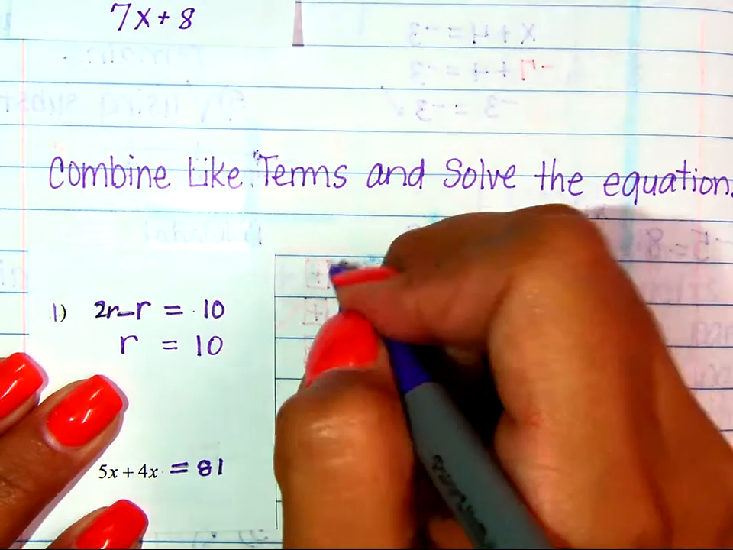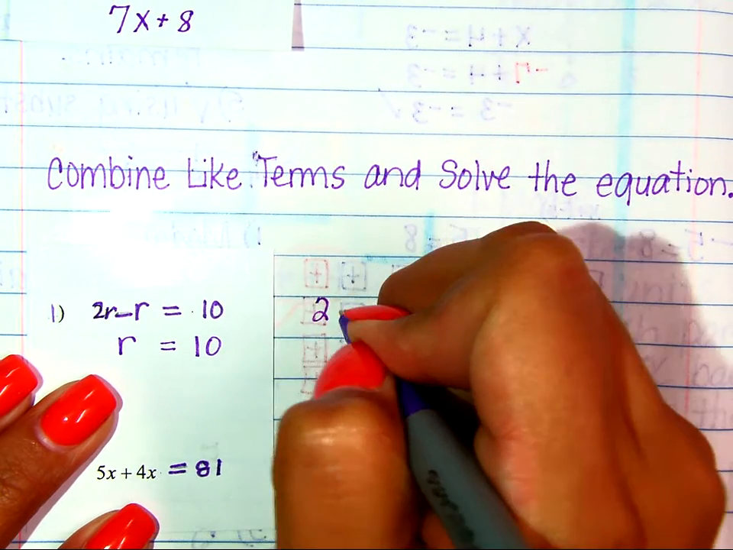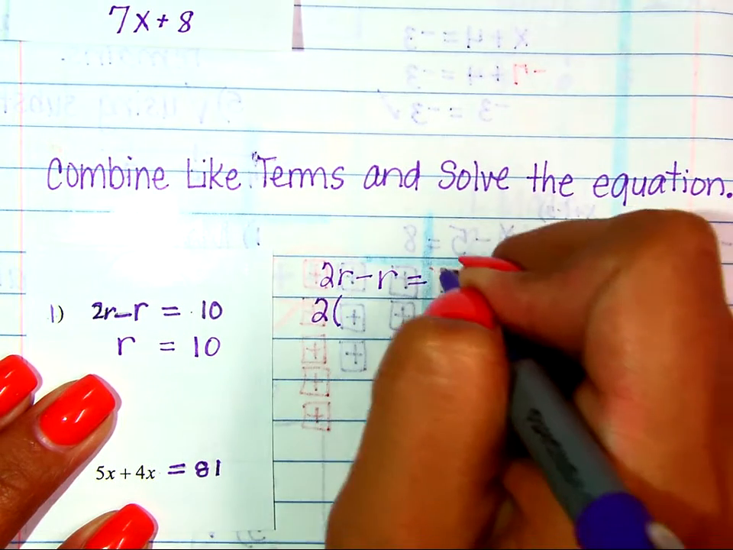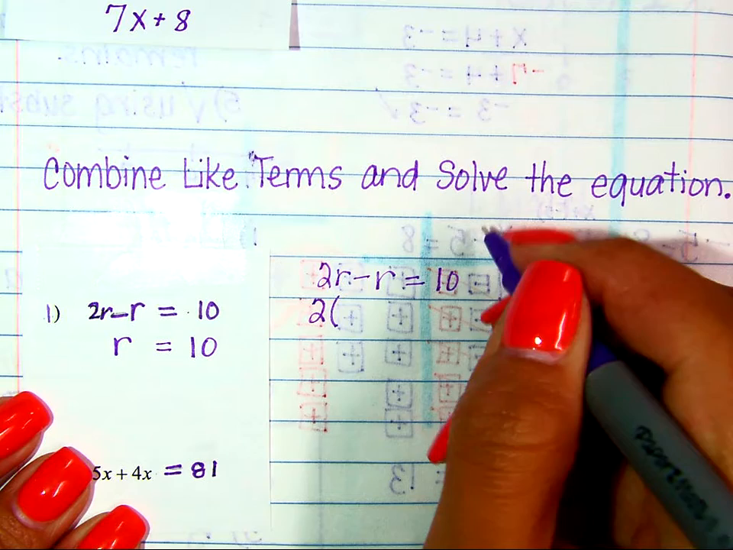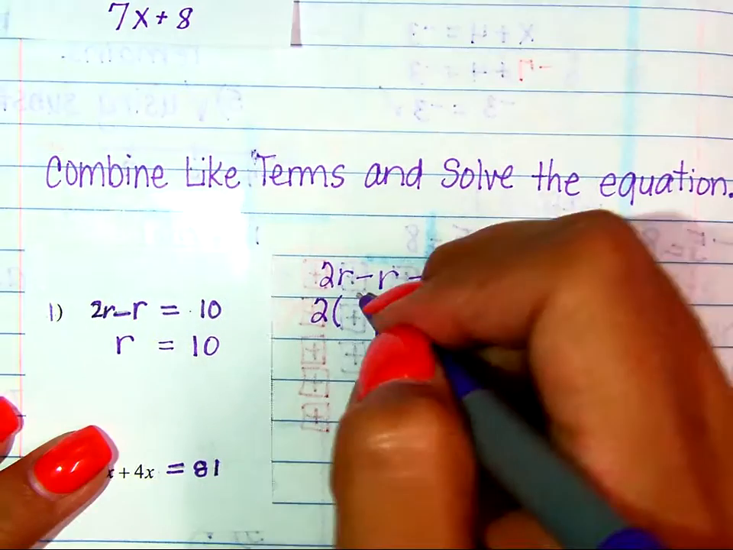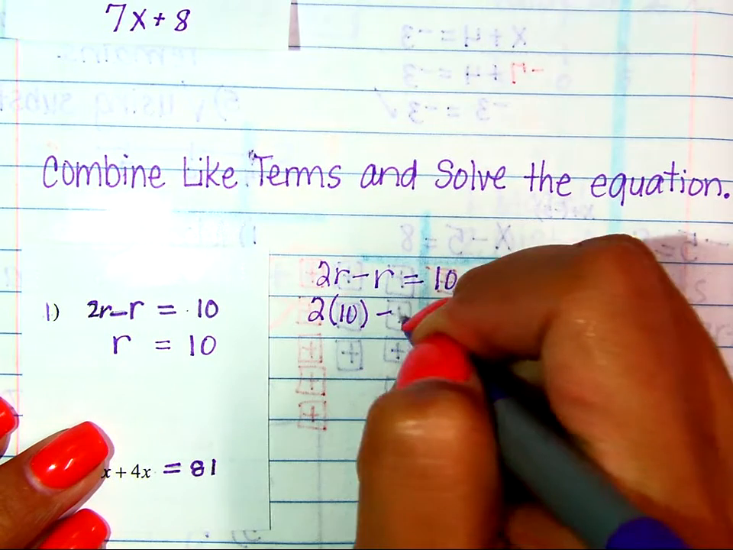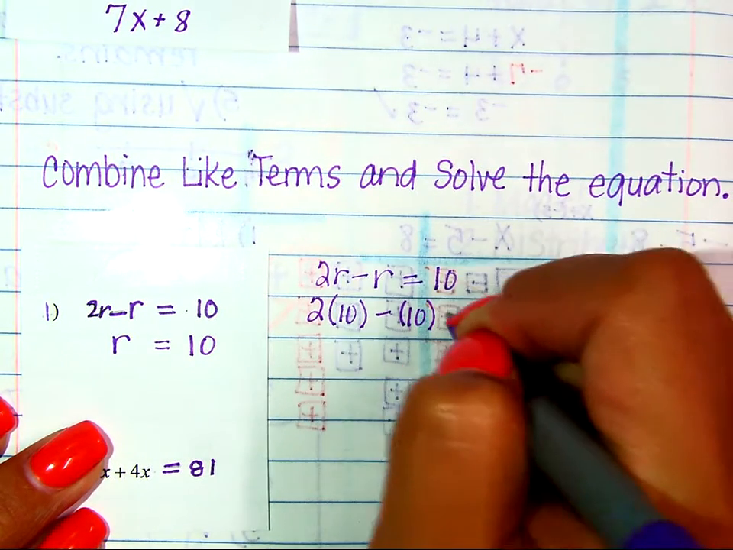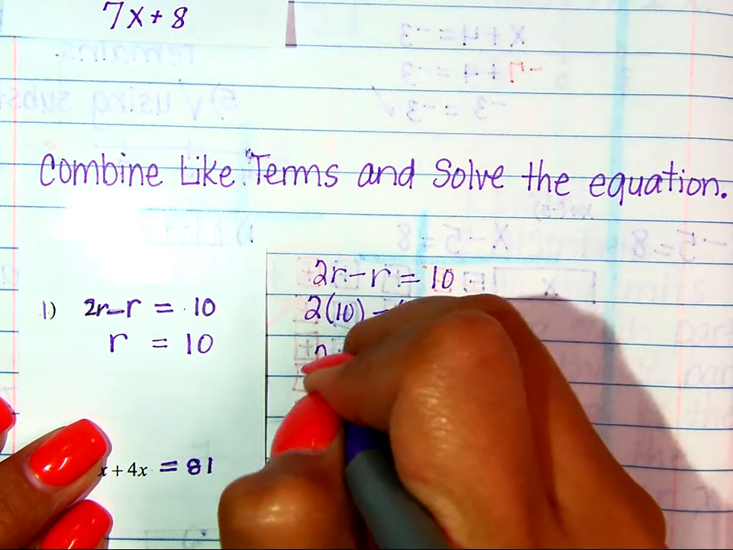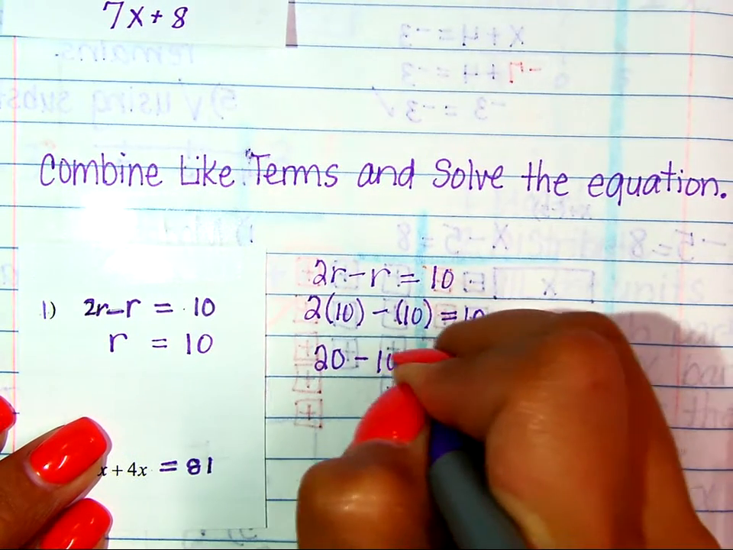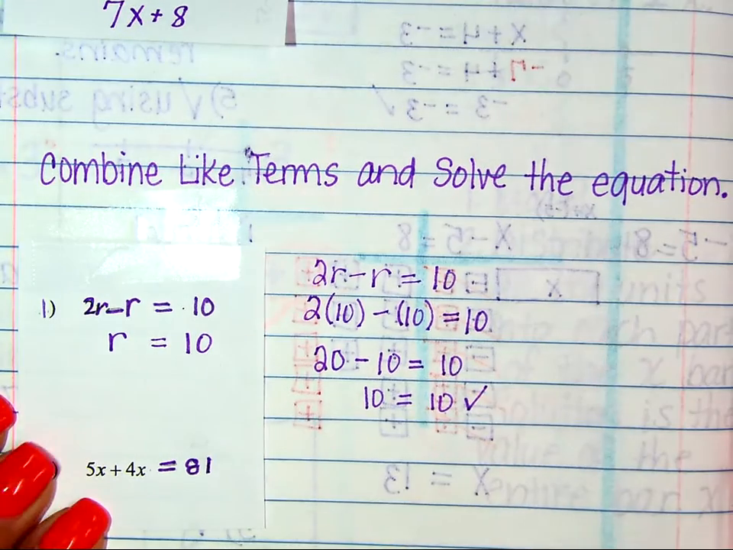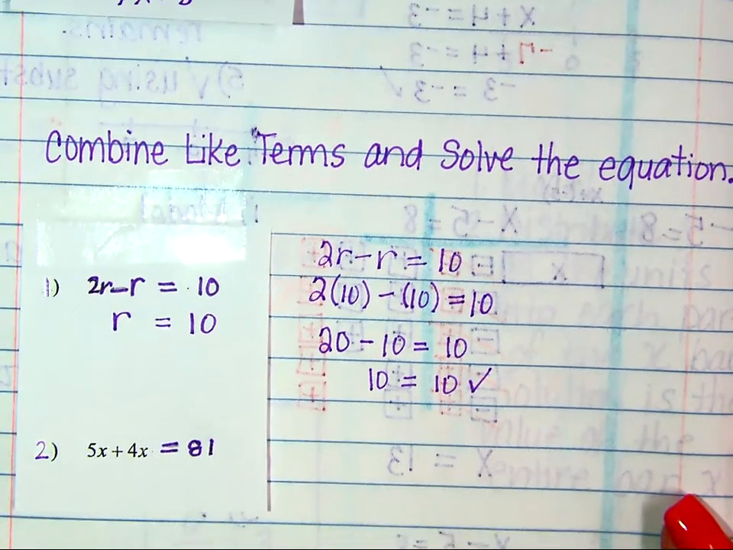So let's go ahead and put in here 2. The original problem said 2r minus r equals 10. So if I have 2 times r, which is 10, minus r, which is also 10. Let's see if that equals 10. What is 2 times 10? 20. And what is 20 minus 10? 10. Therefore, 10 does equal 10. That is the correct solution.